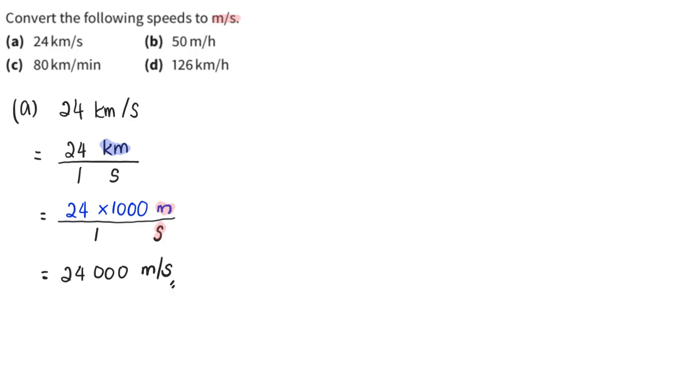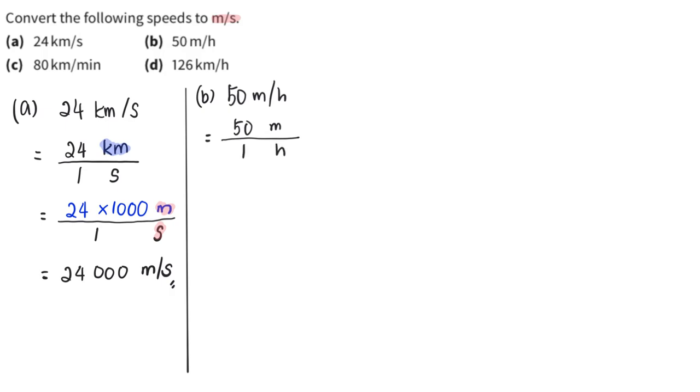And now for part B, where we will have 50 meter per hour. Again, using the same idea from part A, this simply means 50 meter over 1 hour. And so I already have the meter. All I need to do now is to convert the hour to seconds.